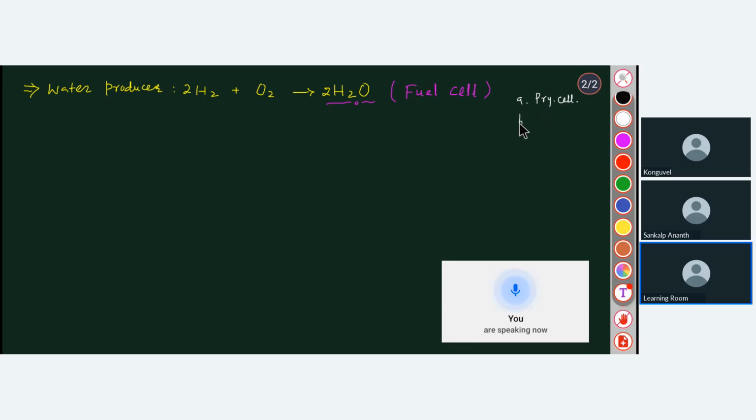Then we have the secondary cell. A secondary cell is one which is rechargeable. We use those batteries in our mobile phones. Exactly, this is a secondary cell. Then the third type of cell is your fuel cell. A fuel cell is a cell which generates electricity and also produces water. So water is prepared here in this fuel cell. You have to remember this, it is very important: the fuel cell. In this type of cell, the fuel is the hydrogen gas and oxygen.